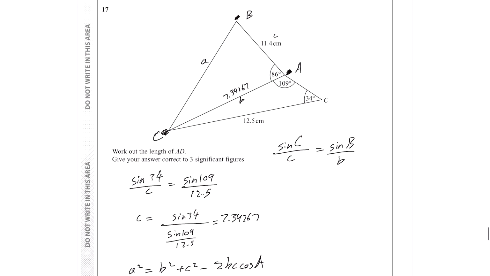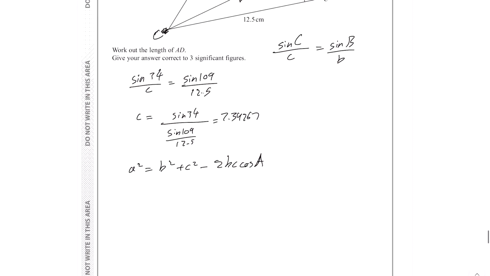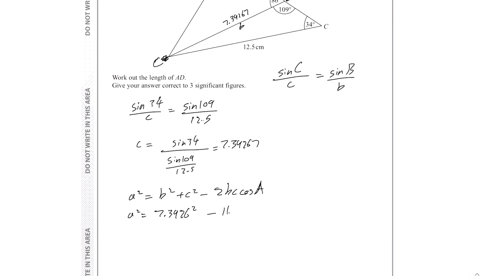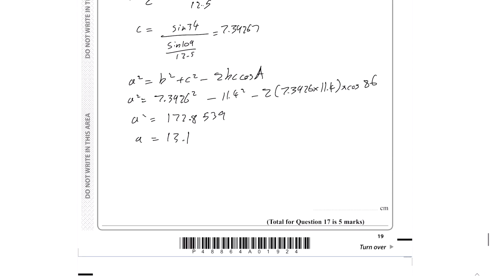So now if I substitute these values in, I don't know what A is, so we can write A squared is equal to, B is 7.3926 squared, plus C, which is 11.4 squared, minus 2 times B times C, so that's 7.3926 times 11.4 times cos 86. If you substitute that into your calculator, you'll end up with A squared is equal to 172.8539. We can square root that and we get 13.1 to three significant figures.